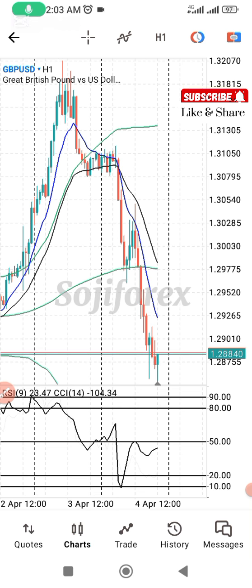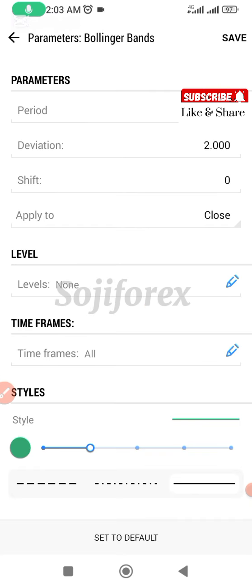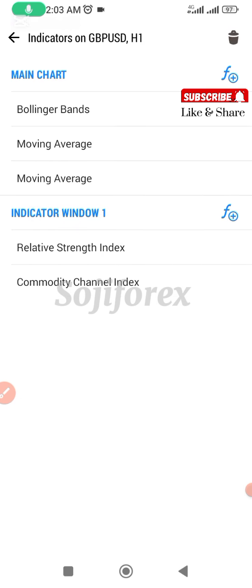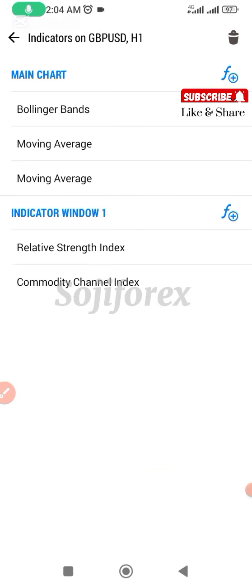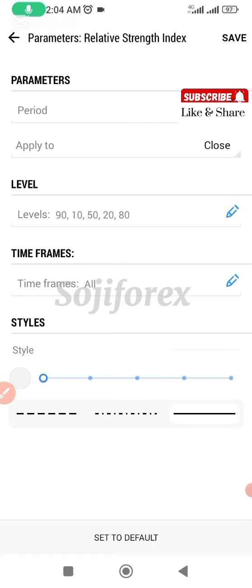So first, let's begin with the setting of the Bollinger Band. The period is 130, deviation is 2.0, and you can take a screenshot of that and do your setting. Moving average 10, exponential; moving average 25, exponential. Then here is my Relative Strength Index. The period is 9.